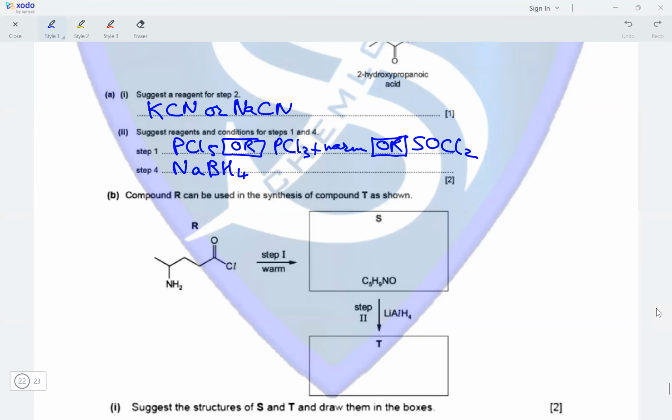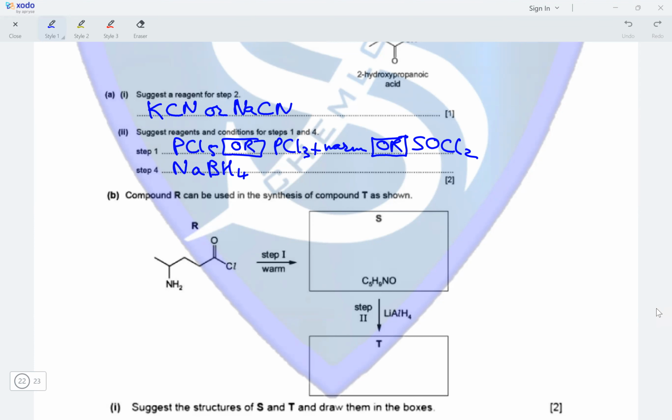Compound R can be used in the synthesis of compound T as shown. So compound R produces compound S, in which we have loss of the chlorine atom, and the product S is converted into product T by reducing it with LiAlH4. So compound R is reacting on its own. If you look at R carefully, we have an acyl chloride group and an amine group present in R. So the amine group would react with the acyl chloride group to form an amide group.